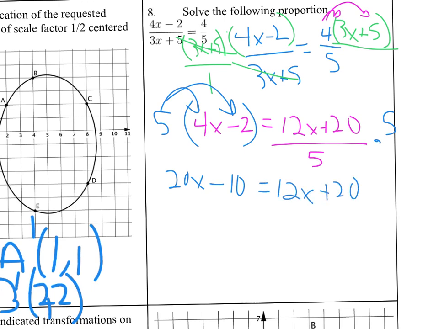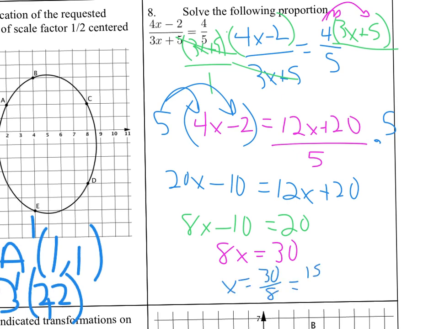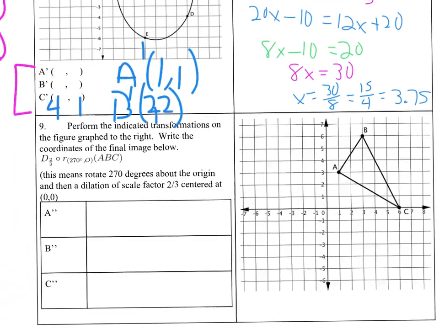Now I'm going to go ahead and subtract 12x from both sides. So that's going to be 8x minus 10 equals 20. Then I'm going to add 10 to both sides, so 8x equals 30. And then I'm going to divide by 8. So x is 30 over 8, which I could rewrite as 15 over 4 if I want to. If you want to go decimal land, I don't suggest it, but if you do, you get 3.75. Any or all of those answers are good.